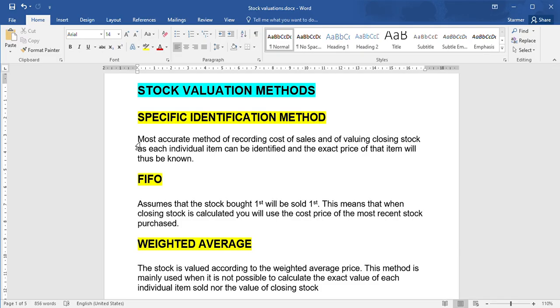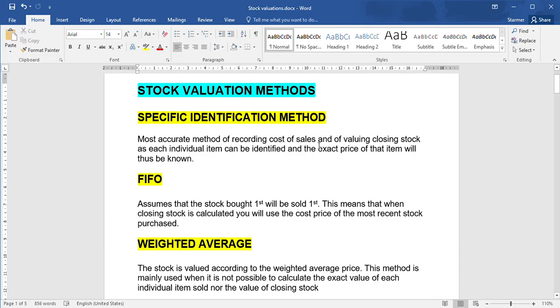your closing stock. And the reason for this is because when you purchase stock, you can record that stock in a stock register with the exact cost price indicated. Then when you sell that stock, you go to the stock register and you take the cost price of the item you're selling from the stock register and record it as cost of sales.